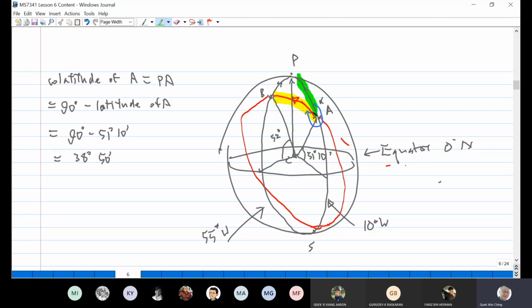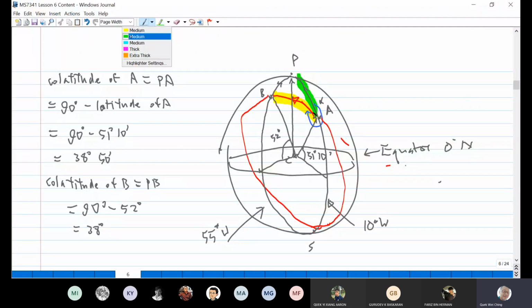You can also find the co-latitude of B. So you can write down co-latitude of B, which is PB. How to find PB? Take 90 degrees minus the latitude of B, 52 degrees. So you find that this is equal to 38 degrees. This is the co-latitude of B now. So I can put here this distance, co-latitude B.